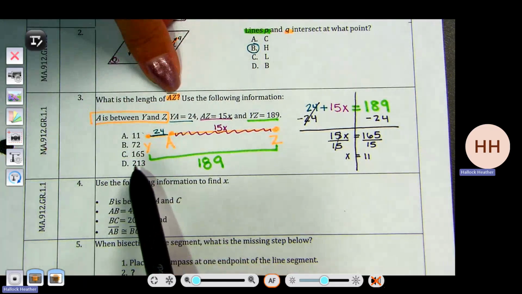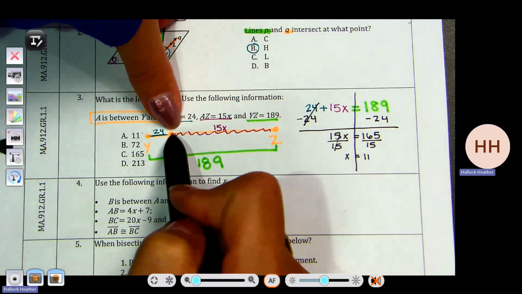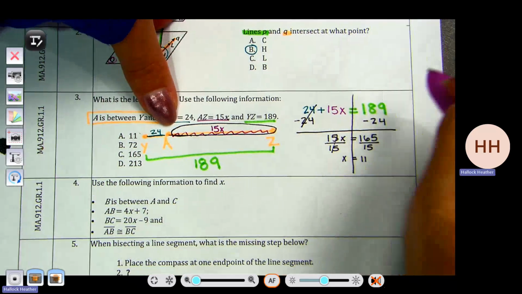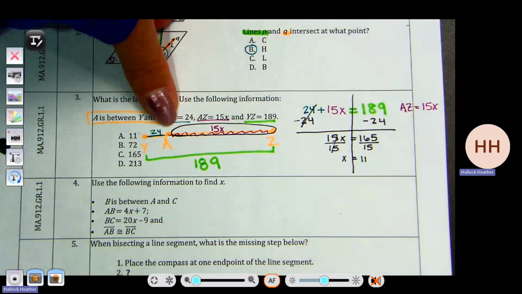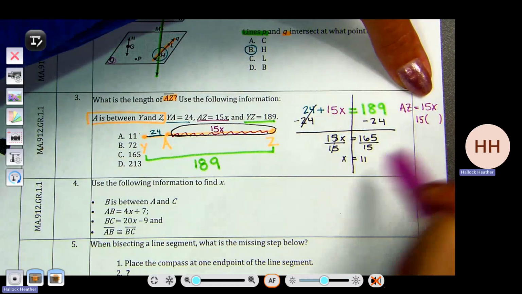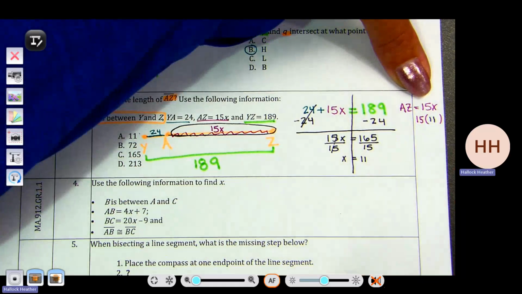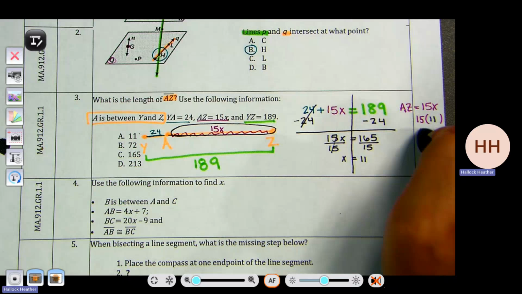A lot of people will stop here and just say that the answer is 11, but I want to know the length of AZ. AZ is 15X, so I have to plug it back into my equation. I'm using substitution to plug it back in. So I'm doing 15 multiplied by X, which we found to be 11. 15 times 11 is 165.